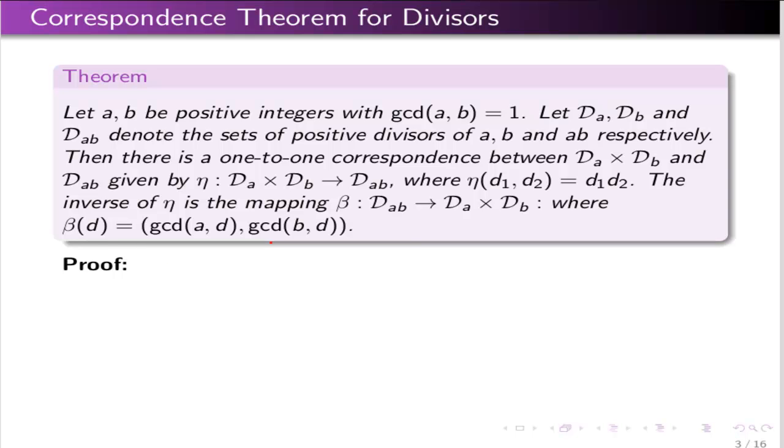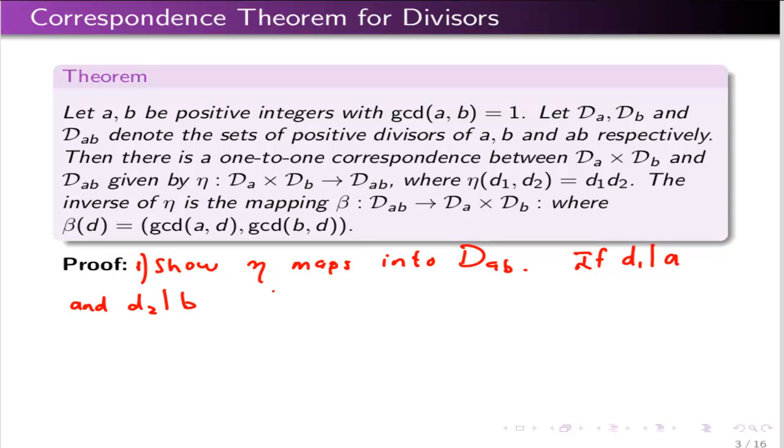So let's first show step one, that eta maps into D sub ab. And that's trivial. All this is saying is that if d1 is a divisor of a and d2 is a divisor of b, then d1 times d2 is a divisor of a times b. And I'll let you fill in the details on that if you like.